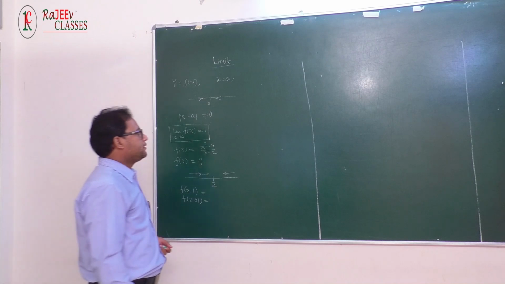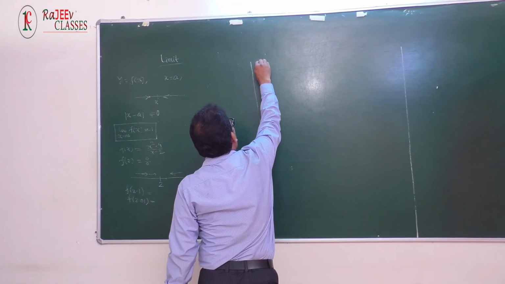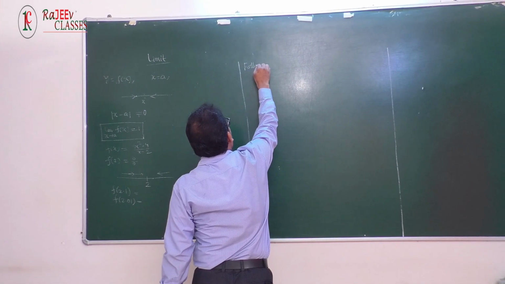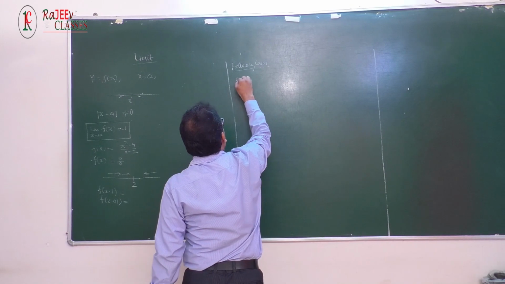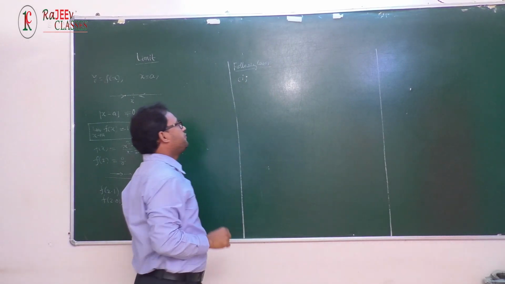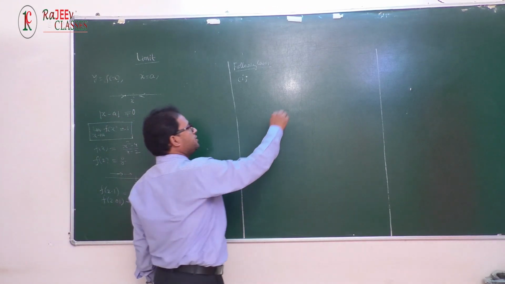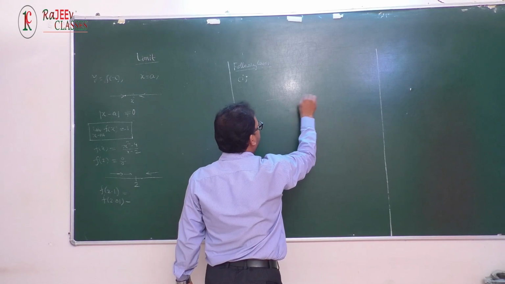Now the following cases arise when we are finding the limit. First of all, case 1: both the tendencies of the function are the same. I am considering one example.